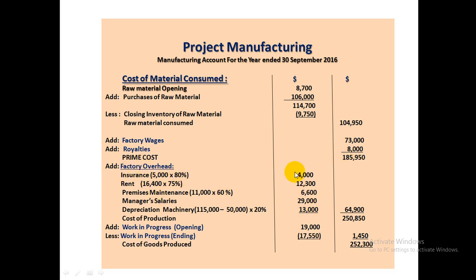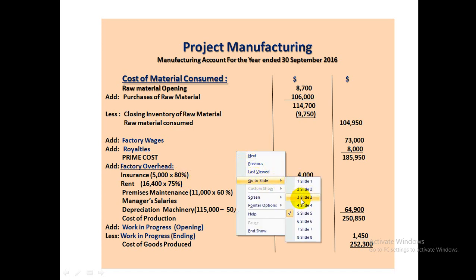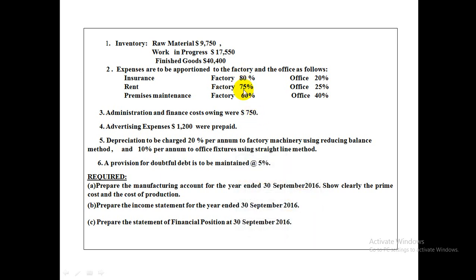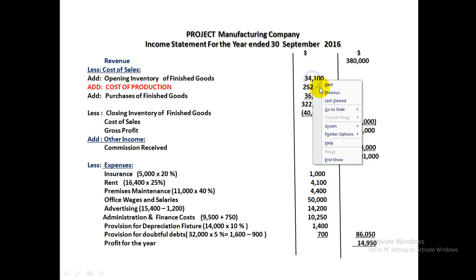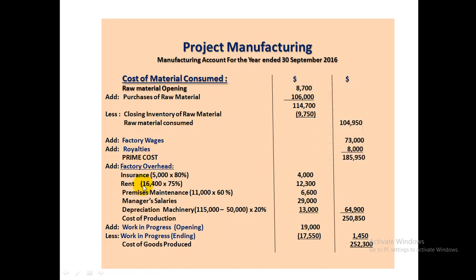Factory overheads will be calculated in the proportions as described in the question. We are applying the percentages described in slide number 3 of this video. We are using these percentages for factory overhead, and we'll use these percentages when we take the same expenses to the income statement. So let's talk about these expenses of factory overhead.